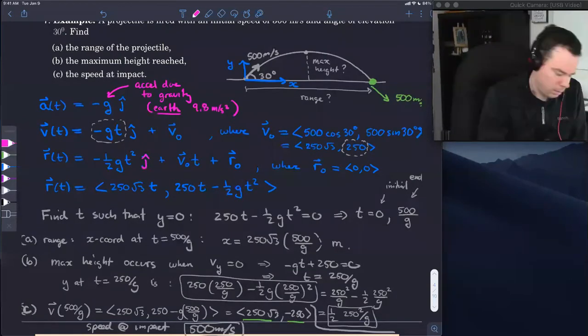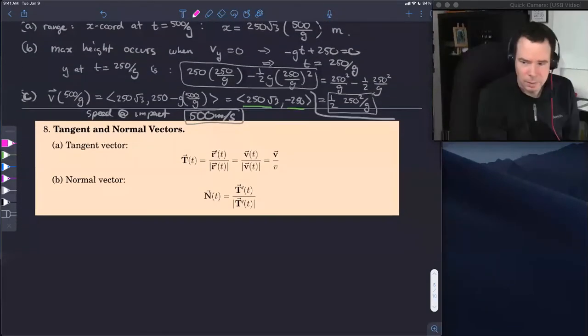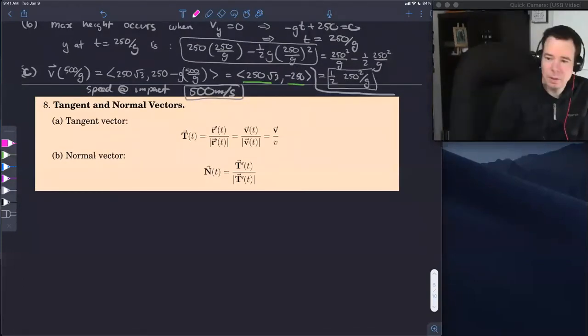All right, let's have a look at the next concepts. The idea with this next little bit is to make a little more sense of what acceleration is and how it can break down in terms of space curves when you've got an object.